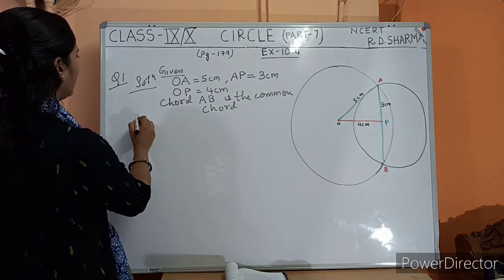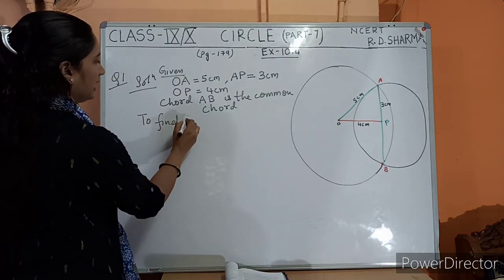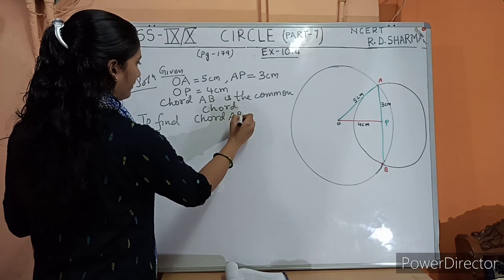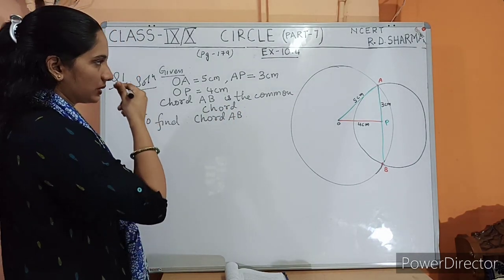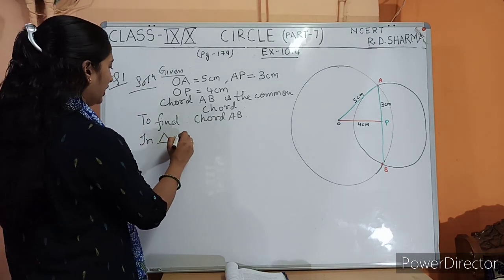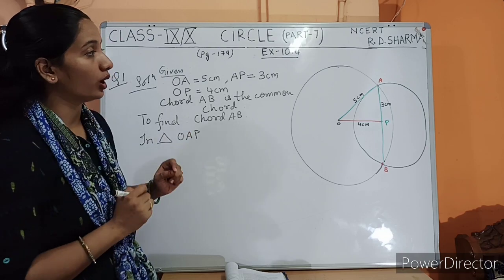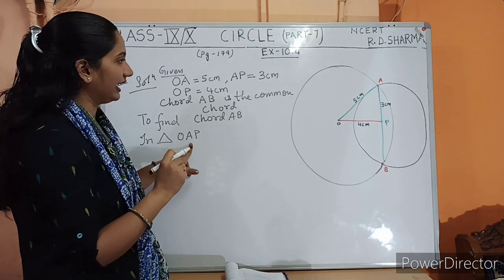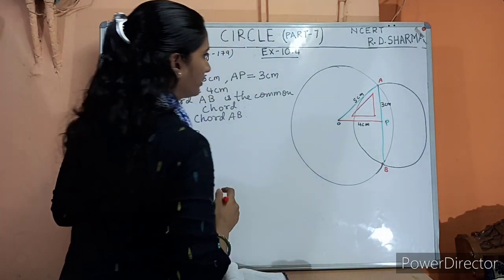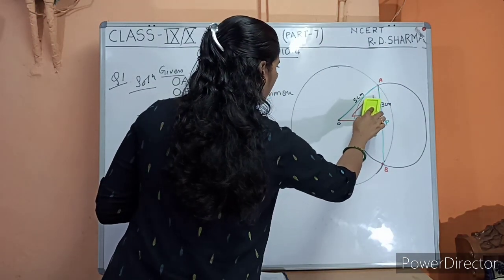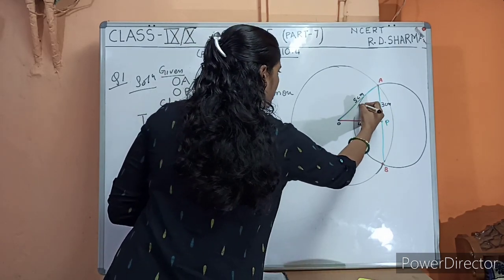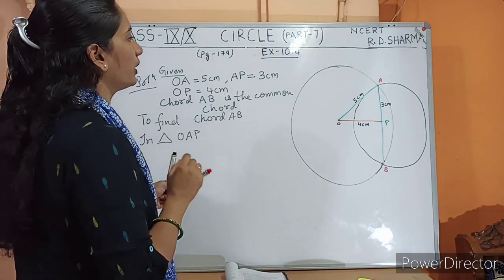Now what do we need to find here? We need to find the length of chord AB. Okay, so now look here. We will first start by taking the triangle OAP. Now please observe the triangle OAP. This triangle, you need to observe. The upper triangle. I'm just rubbing out, otherwise it might create confusion. So you just need to observe the upper triangle OAP.